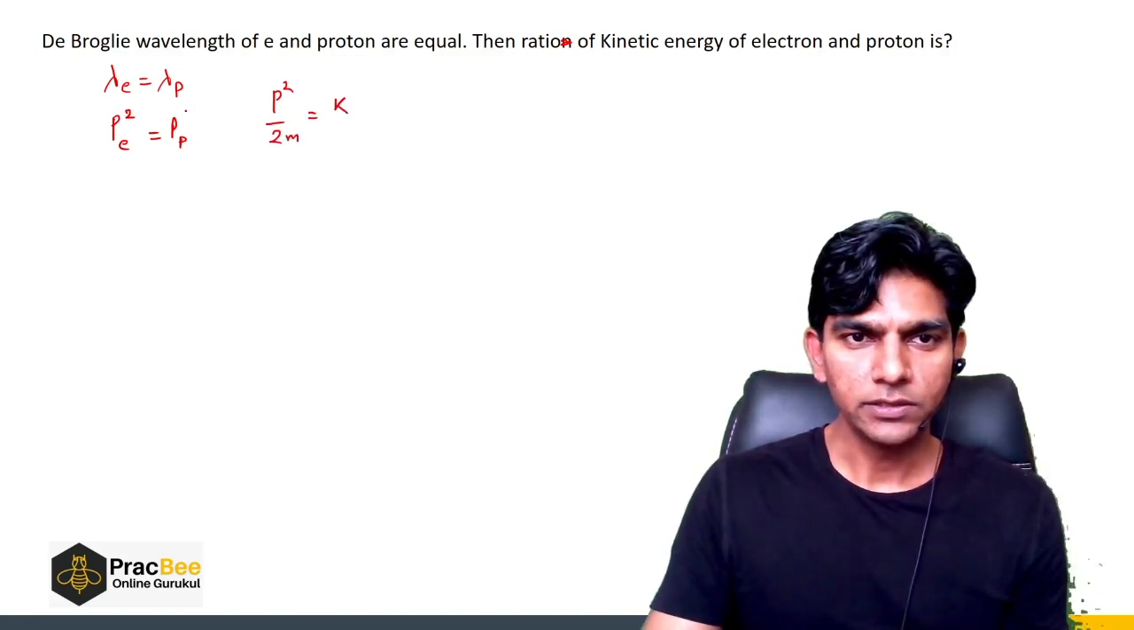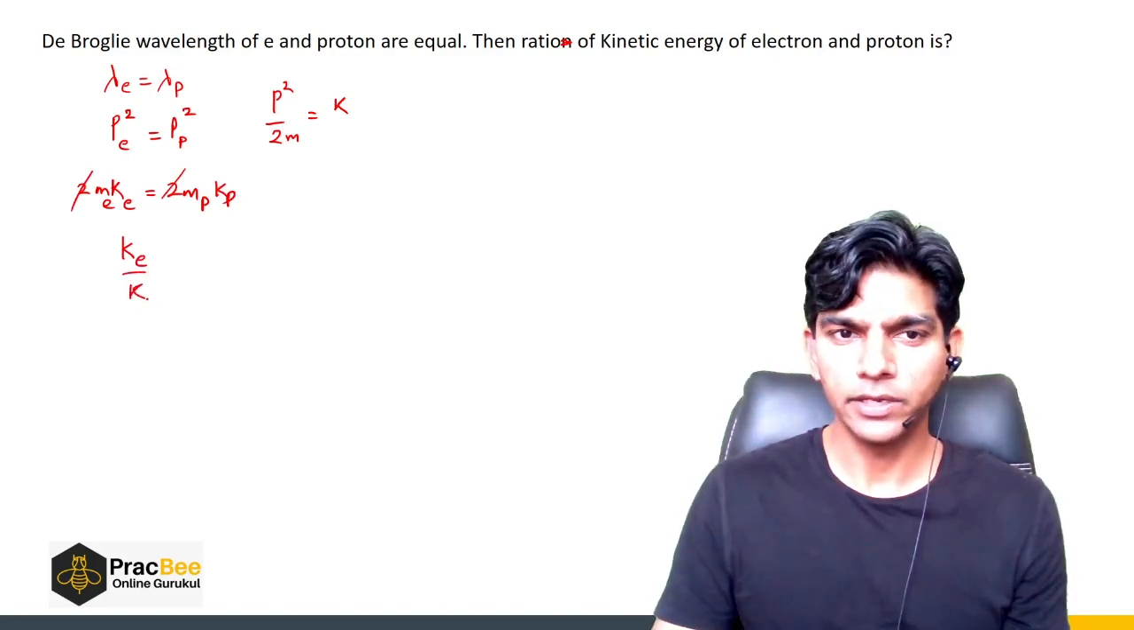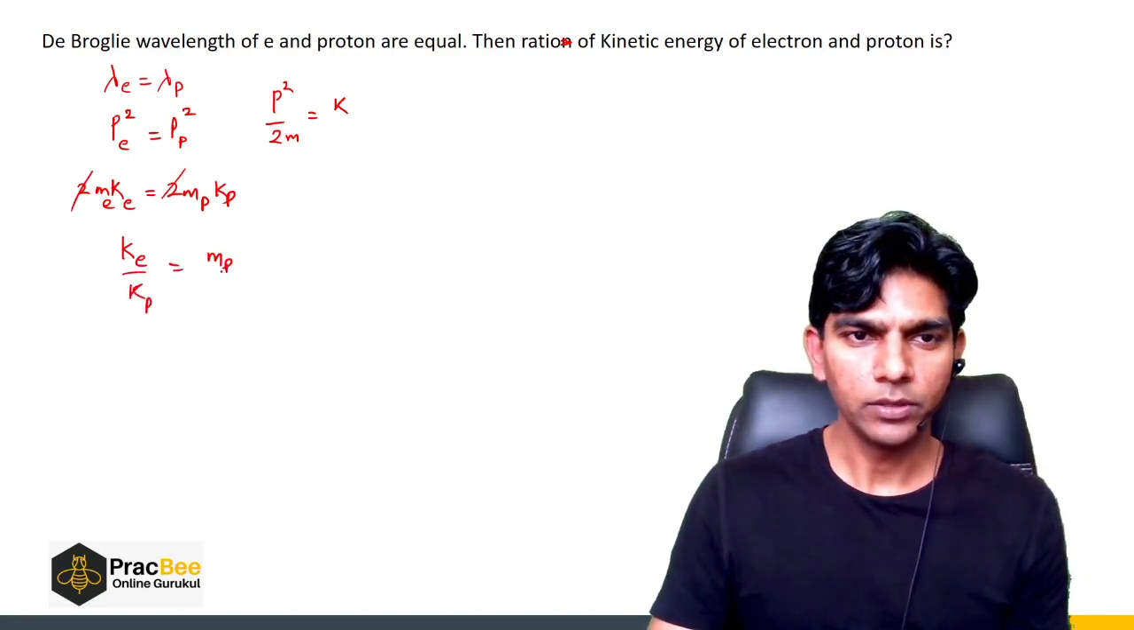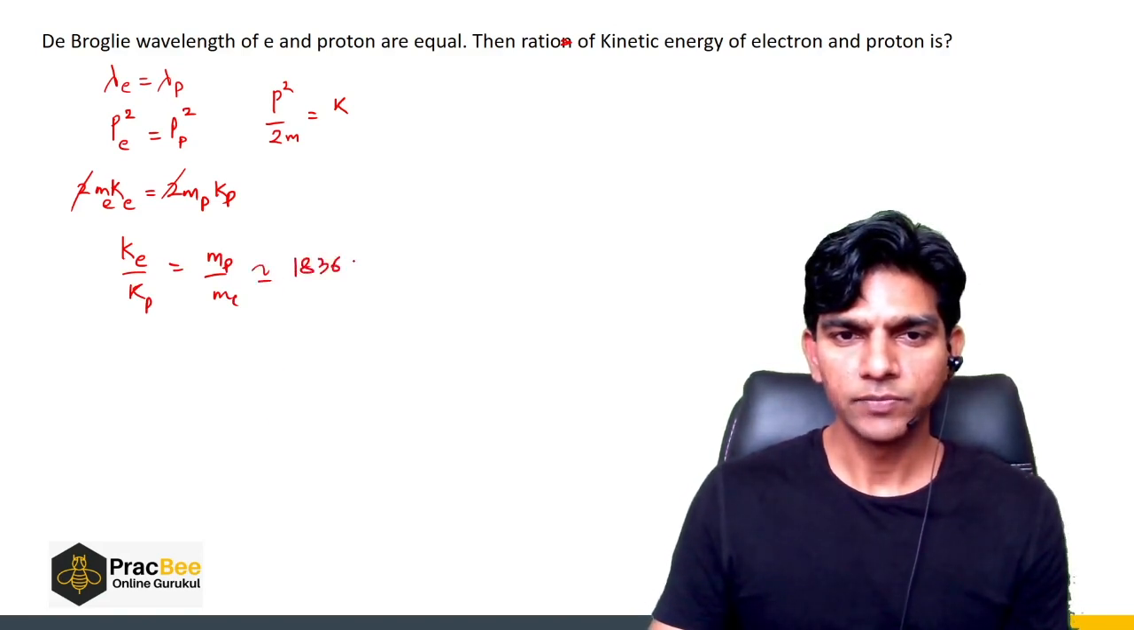So if I square this equation, we will get 2m_e K_e equals 2m_p K_p. Now from this we can get the ratio of the kinetic energy. So K_e upon K_p will be m_p upon m_e, and we know this ratio, it is around 1836. So that is the answer.